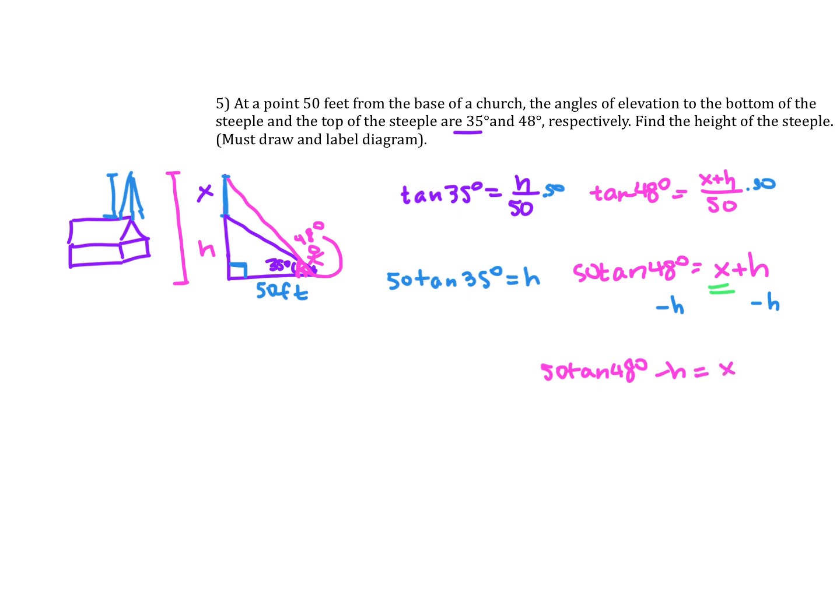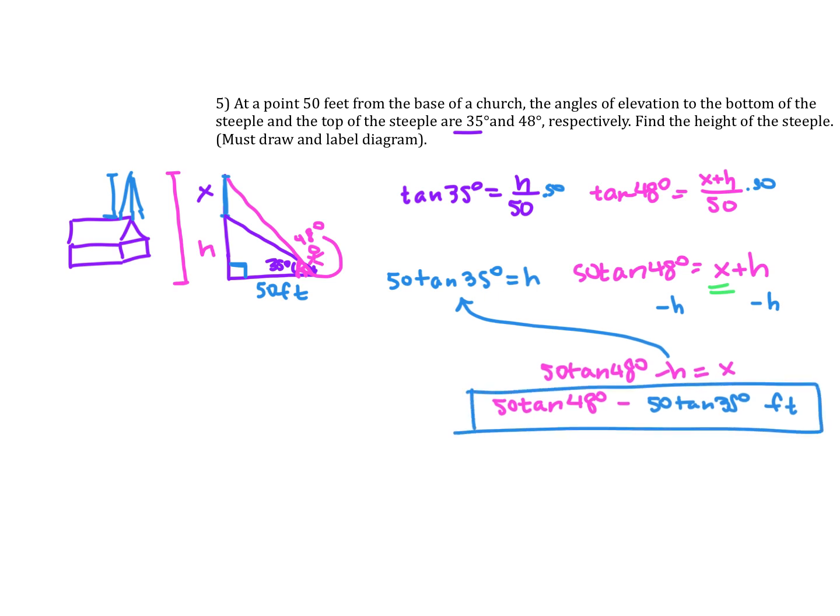And so at this point, we do know what H is. H is this 50 tangent of 35 degrees, so we can go ahead and substitute. I'm going to rewrite it: 50 tangent of 48 degrees minus 50 tangent of 35 degrees, and that'll give us our height in feet. So then when you plug it in a calculator, you will get the height is approximately 20.52 feet.